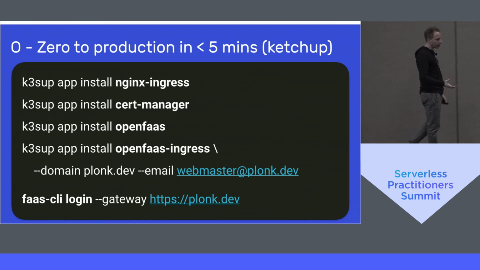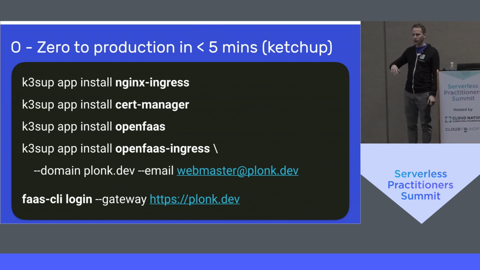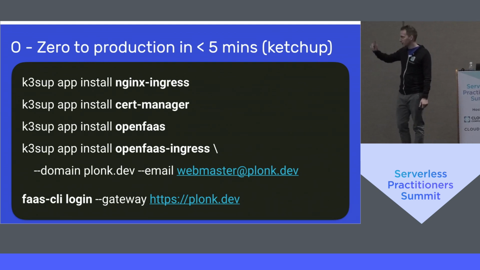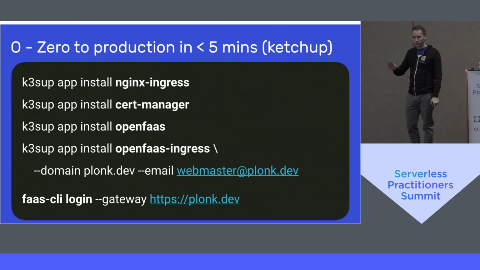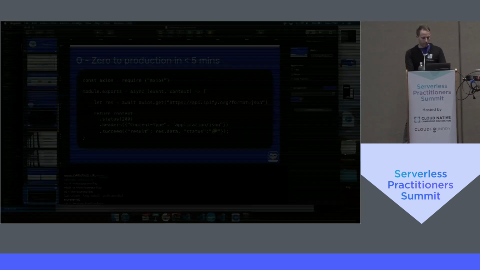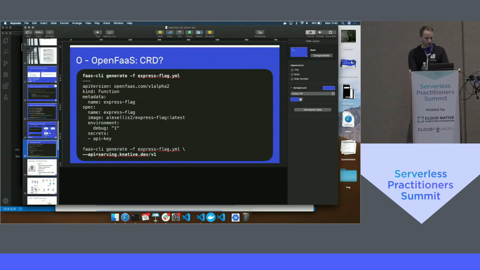So I created a CLI called Ketchup, and it allows you to just wrap Helm charts and pass in strongly typed variables. So we could run this, and 5 minutes is probably an exaggeration, we'd have a production-ready system with a TLS certificate. Right? But I do want to try and show you the basic experience for bringing up a function.